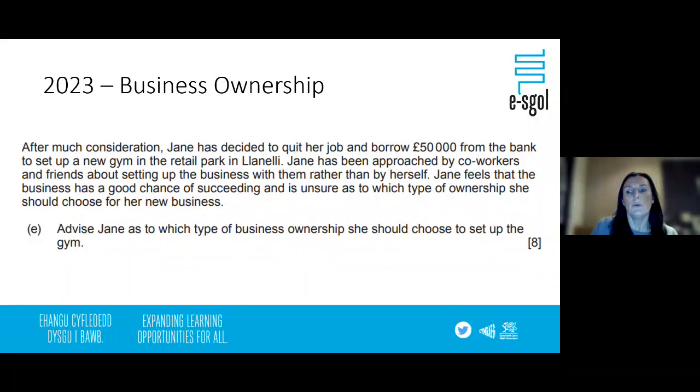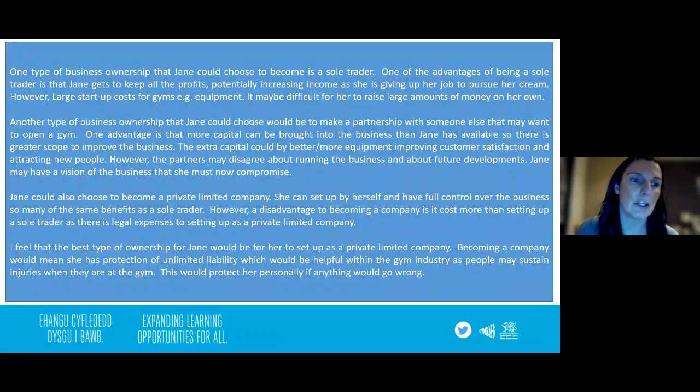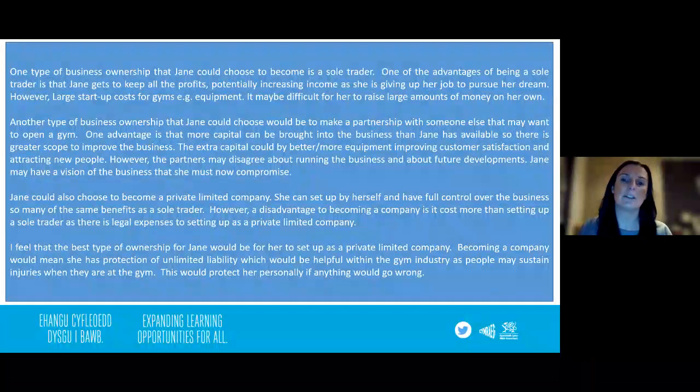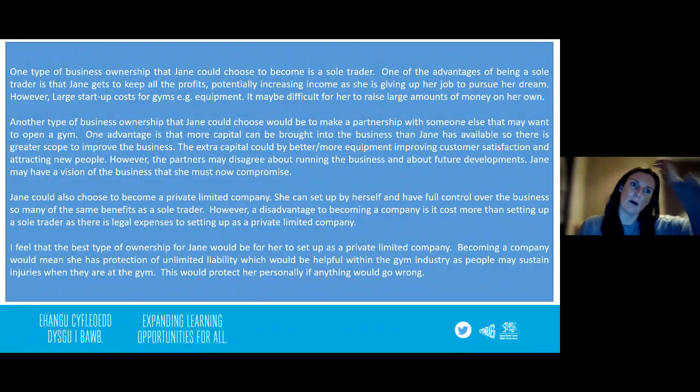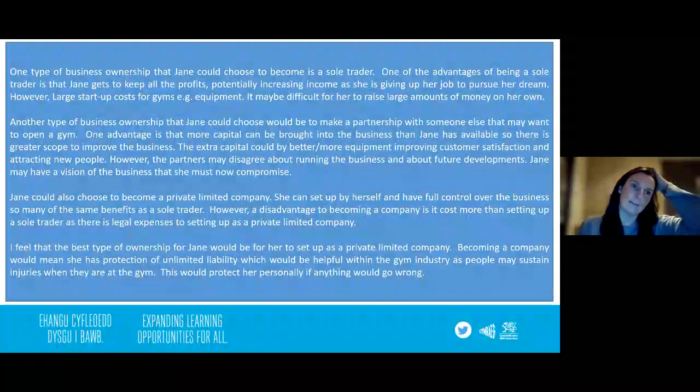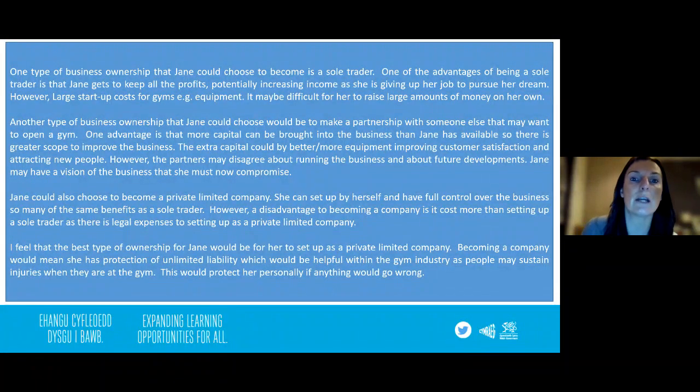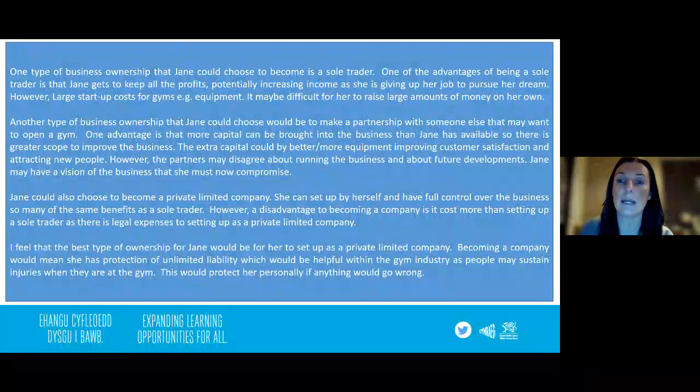Okay, so you're looking here at eight marks. Now what you're going to have to look at doing is comparing the different types of ownerships and talking about the advantages and disadvantages of each. So this is an example answer that you could look at doing in order to try and get those eight marks. What I've put here is one type of business ownership that Jane could choose is becoming a sole trader.